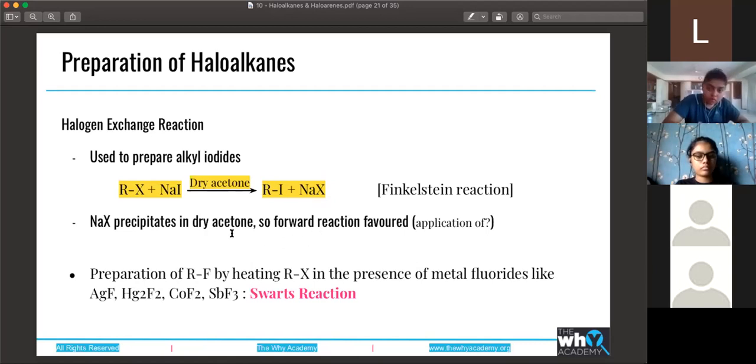All right. So NaX precipitates in dry acetone. So forward reaction is favored. So what is this an application of? Let's see who remembers. Focus on this part. Equilibrium.